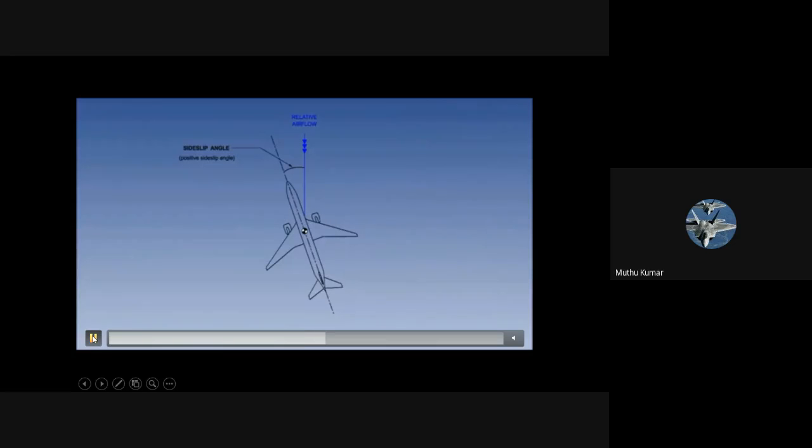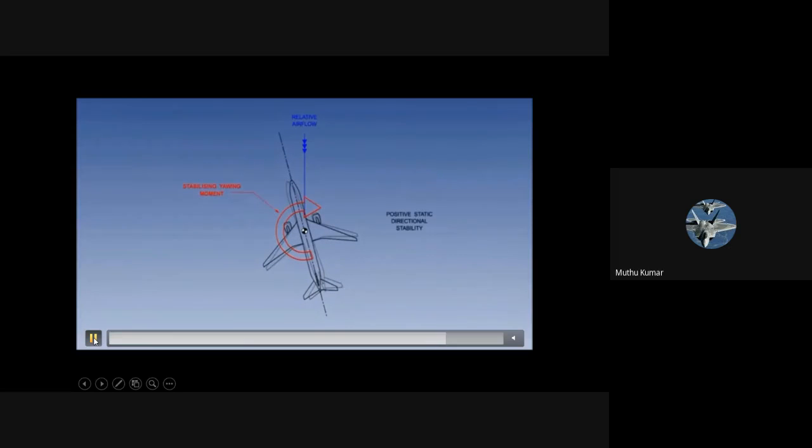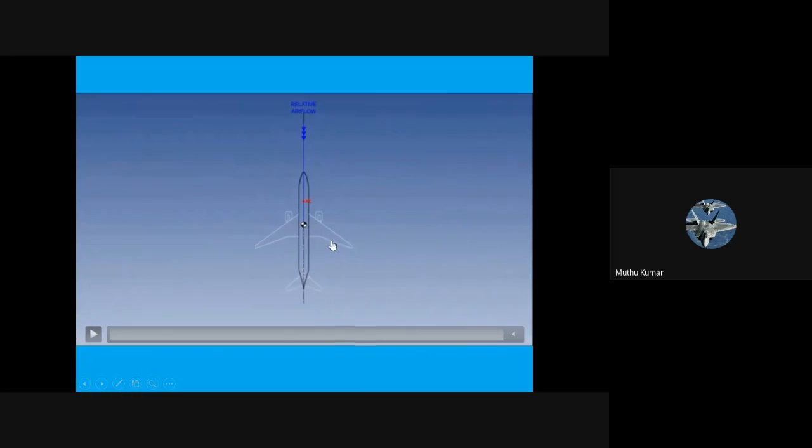Okay, if the nose goes to the left, it should have the capability to come back. And the capability is that, if the nose goes to the left, the flow comes from the right of the aircraft. Aircraft right side la irundhu varudhu. Okay, right side la irundhu vanduchu appadina, this angle is going to be positive. And aircraft என்ன பண்ணணும்? Stabilizing அப்படின்னா it should create a moment in the opposite direction. இந்த arrow பாத்தீங்களா? அவ்வளவுதான், அந்த arrow தான் முக்கியம்.